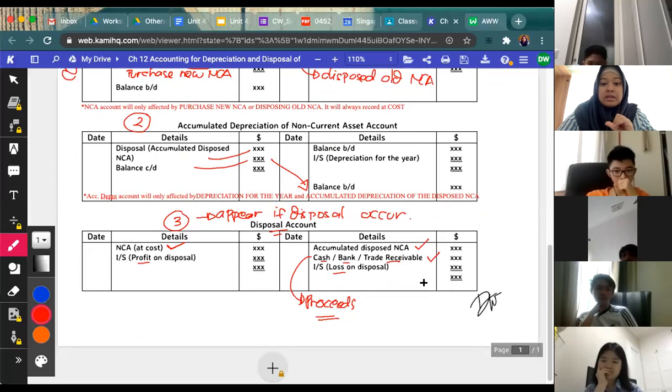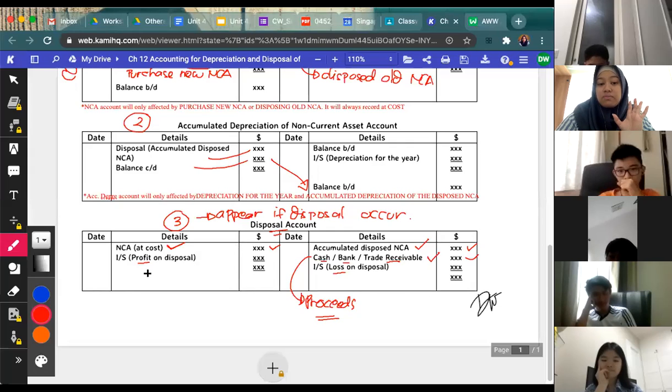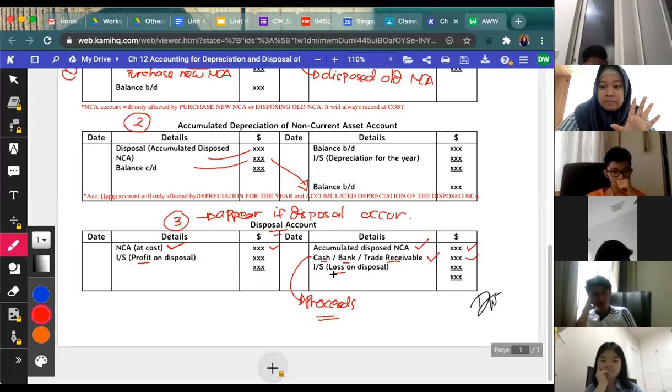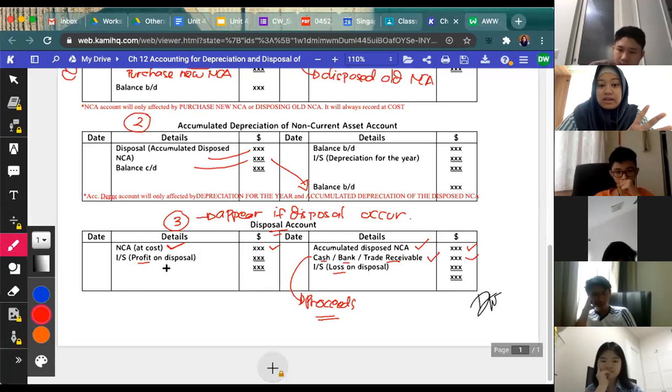By the way, I record this meeting so that you can recall again whenever you want, okay? So this is the proceeds, this is the accumulated depreciation, this is the cost, and then the difference will become your profit or your loss. It will never appear on both sides. It's always on one side. Either you have a loss or you have a profit, okay?